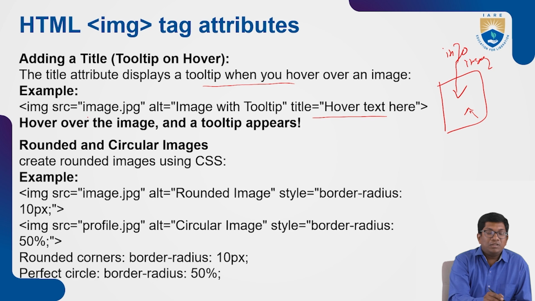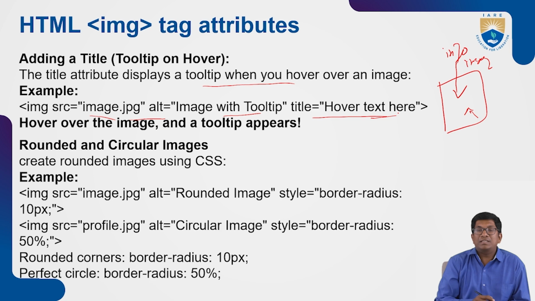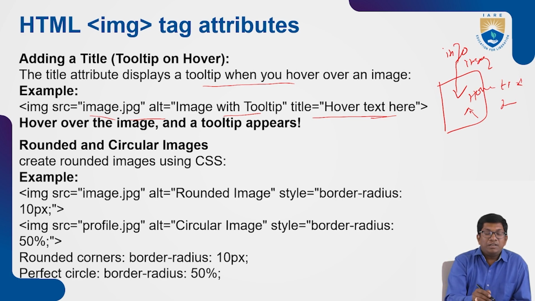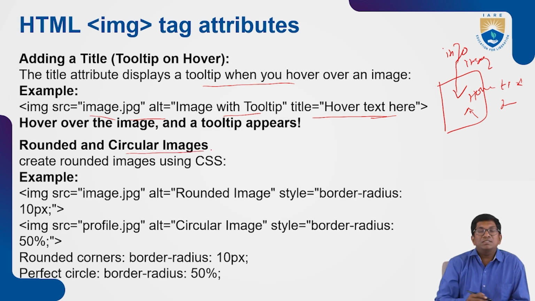So for example, image source is equal to image.jpg, alt is the alternative text, title is equal to hover text here. Whenever you mouse over it, then it displays the hover text. So that is the advantage of the title attribute. Next we have two more attributes, rounded and circle images.